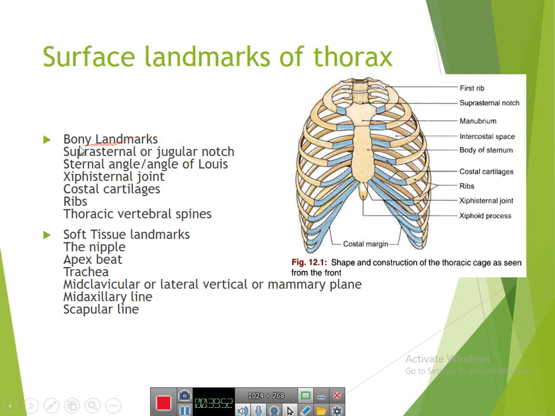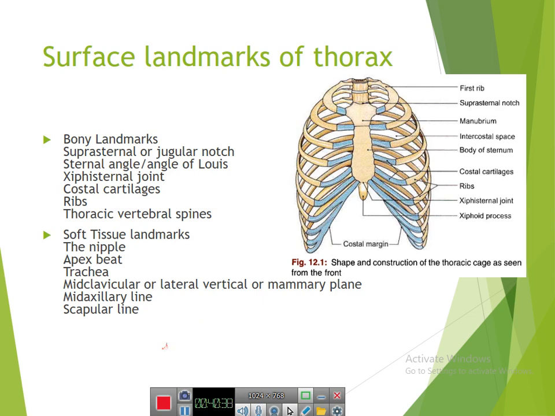The landmarks of the thorax are bony landmarks and soft tissue landmarks. In the bony landmarks category, we have the suprasternal or jugular notch, sternal angle or angle of Lewis, xiphisternal joint, costal cartilage, ribs, and thoracic vertebral spine. And in the soft tissue landmarks, we have the nipple, apex beat, trachea, mid-clavicular or lateral vertical or mammary line, mid-axillary line, and scapular line that I'm going to talk about in a few minutes.